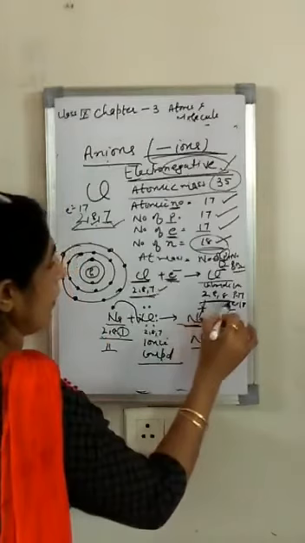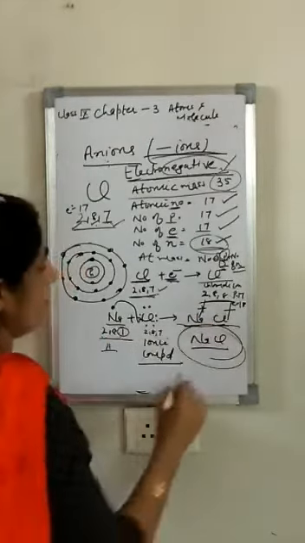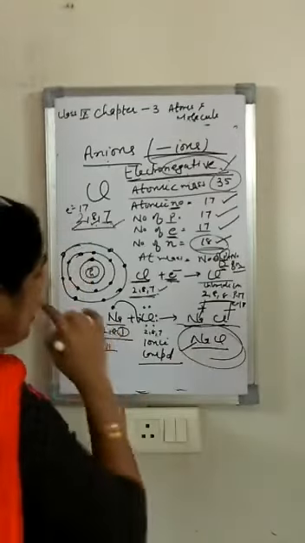One unit positive charge and one unit negative charge cancel out. It forms an ionic compound. Simply, we can write it this way, that is NaCl.